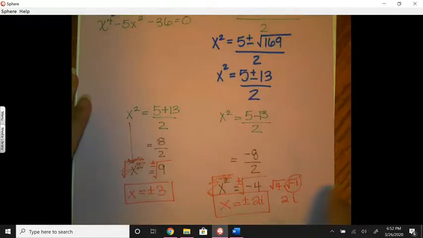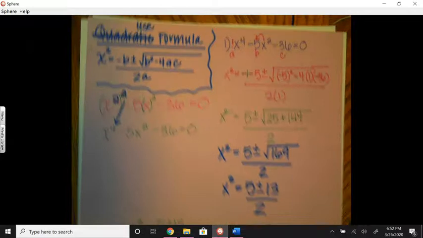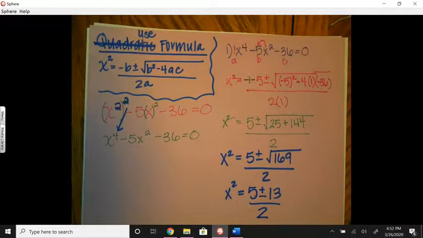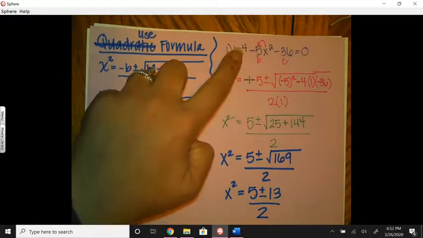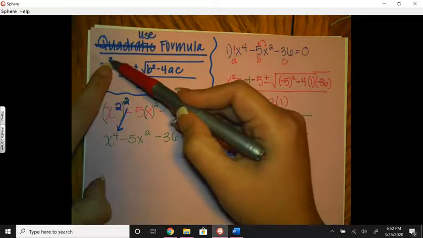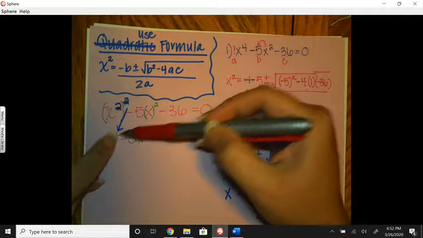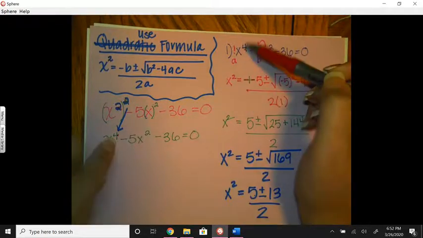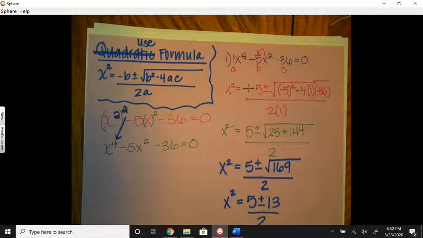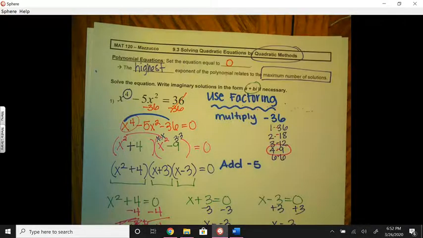So again, we can still use the quadratic formula when the exponent's a 4. All we have to do is add the square there, because if we do 2 times 2 here, we would get that 4 there. Okay, so we're essentially letting x be x squared. That's our substitution.